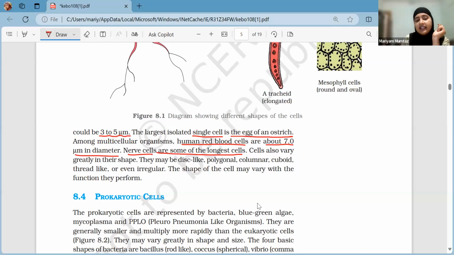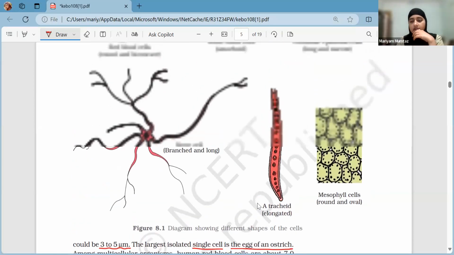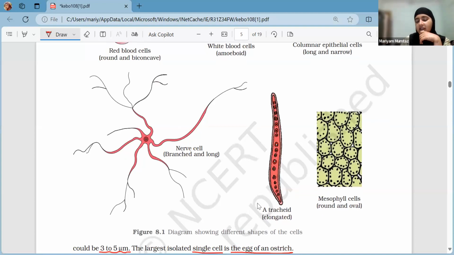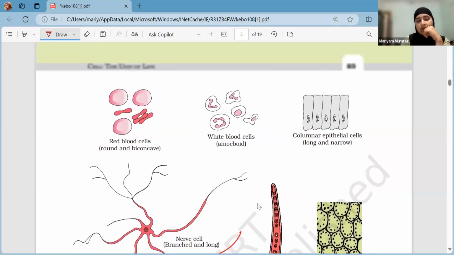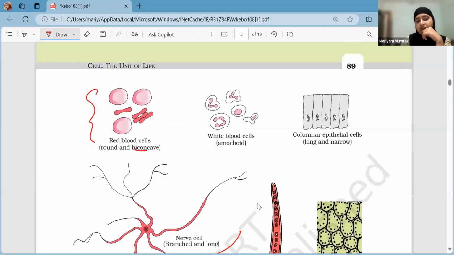Cells also vary greatly in their shape. They may be disc-like, polygonal, columnar, cuboid, thread-like, or even irregular. The shape of the cell may vary with the function that they perform. Clear? So this is about how the cells are seen. Mesophyll cells found in the leaves are round and oval. This is tracheids, again found in plants, elongated and tapering. Then this is the longest cell, the nerve cell. Red blood cells have a round and biconcave structure. White blood cells are amoeba-like, irregular. Then columnar, column-like.